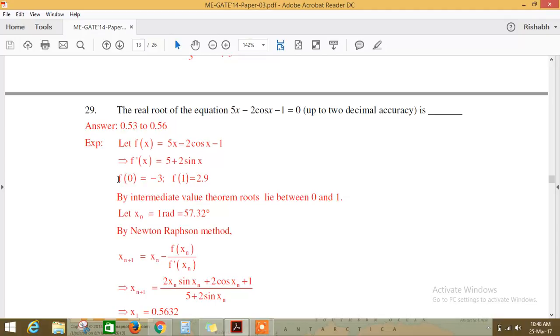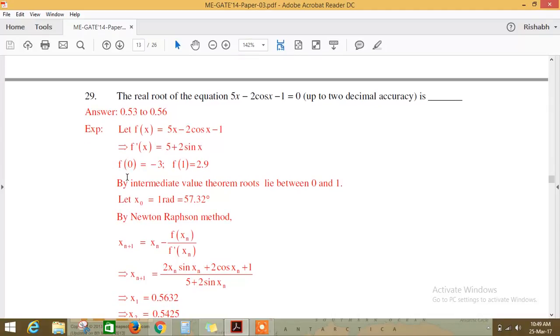If you substitute 0 in this function, you will get a negative value. If you substitute 1, you will get a positive value. So it's clear that the root is lying between 0 and 1. So you are able to find the range of the root. If you want to find the real root, you should use the Newton-Raphson method, because it is the quickest method to get the root.